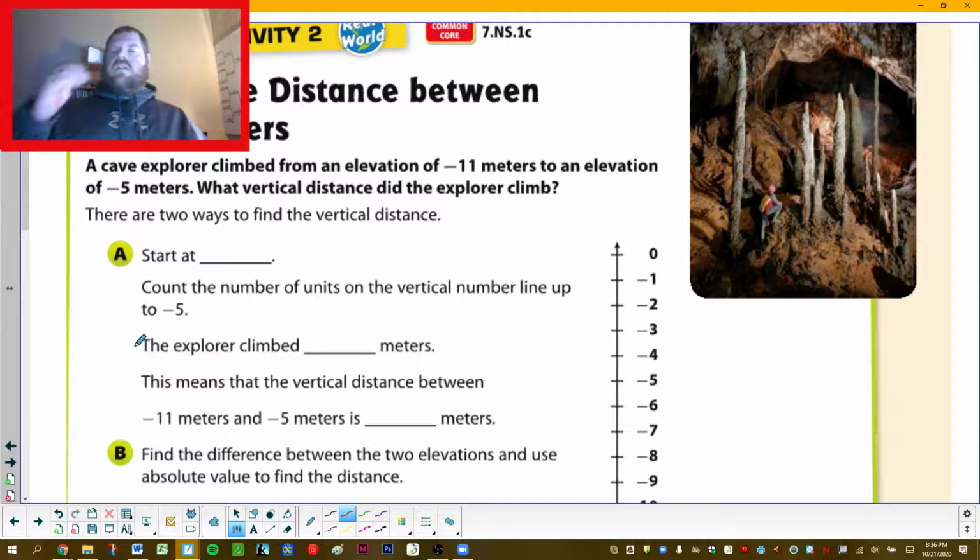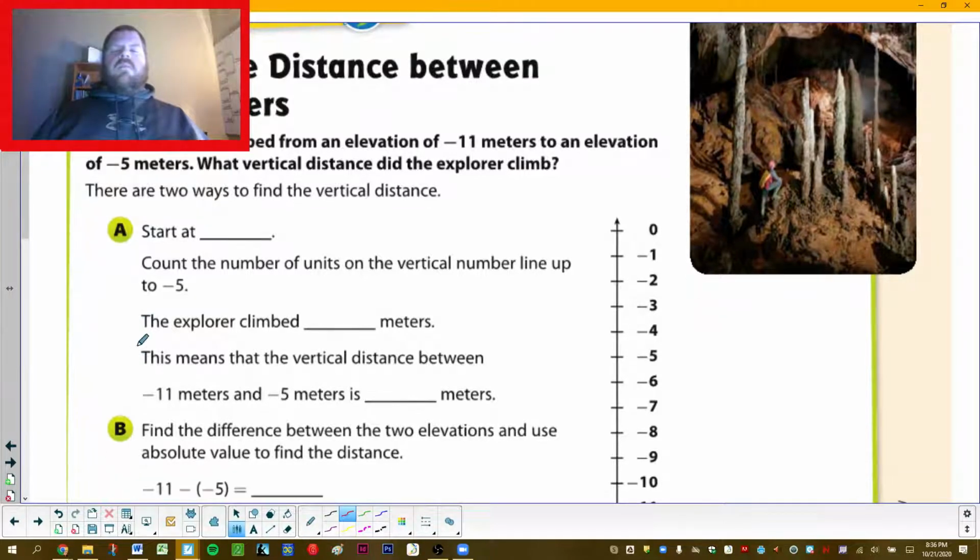Now we want to find the distance between two numbers. It says a cave explorer climbed from an elevation of -11 meters to an elevation of negative 5 meters, and what's the vertical distance that the explorer climbed. So to do this, we want to start at negative 11.